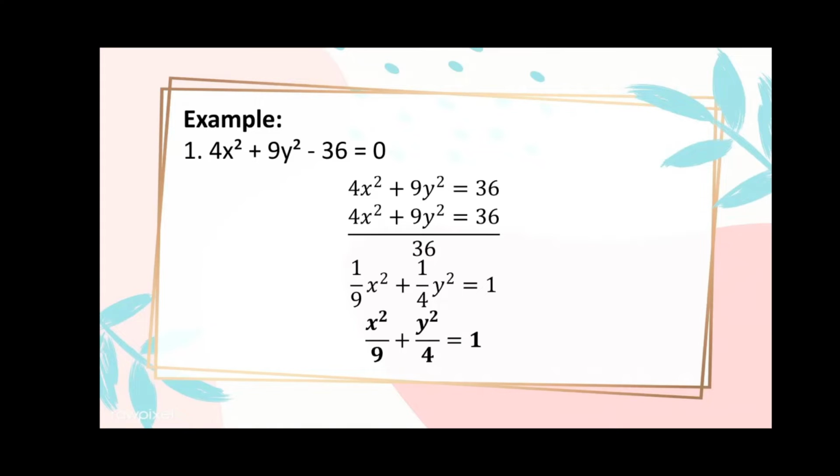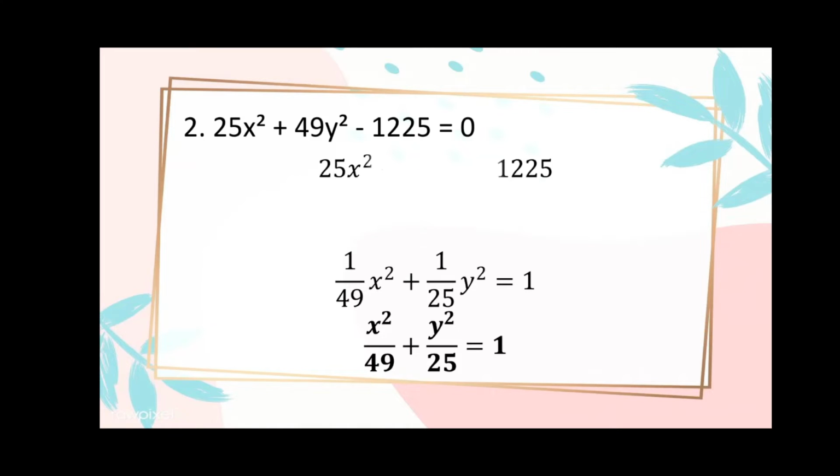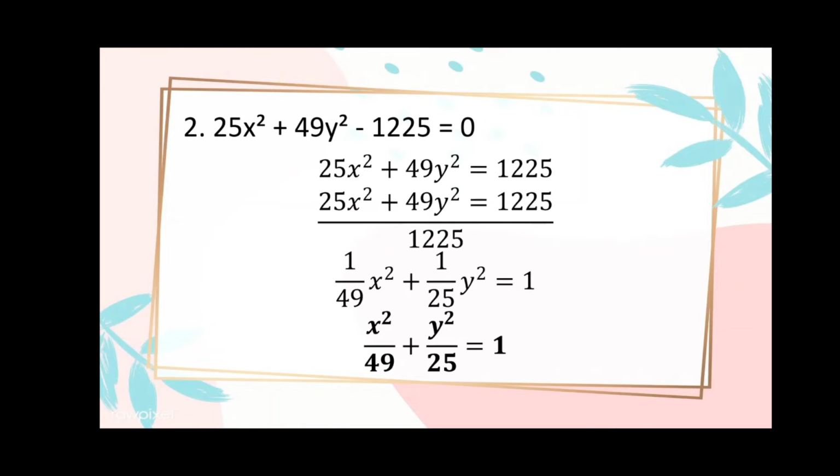Okay, so let's have another example. So for number 2, we have 25x squared plus 49y squared minus 1225 is equal to 0. Once again, we need to move the constant term to the right side of the equation. So we have 25x squared plus 49y squared is equal to 1225. Second is to divide the whole equation by the constant term. So our constant term is simply 1225.